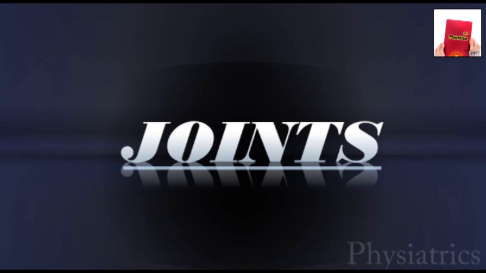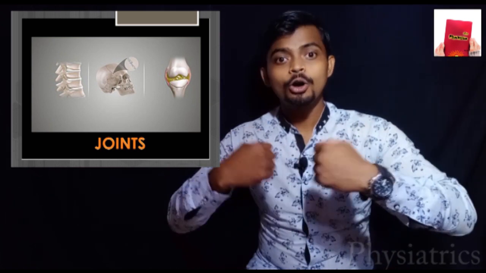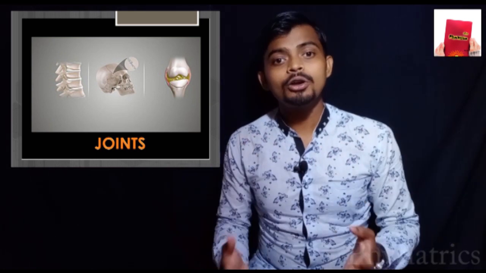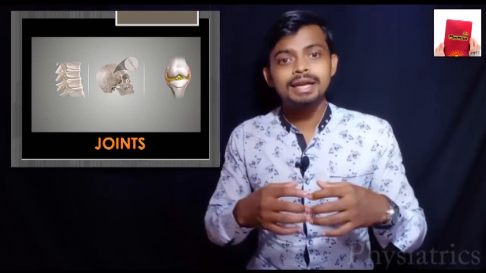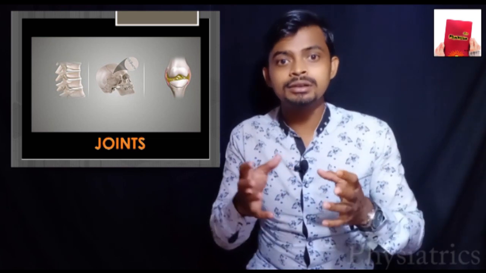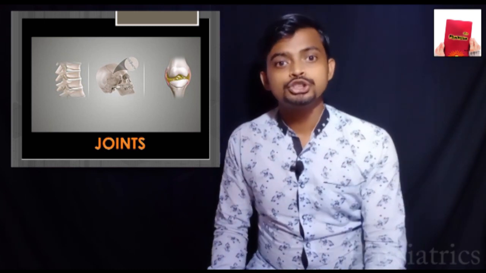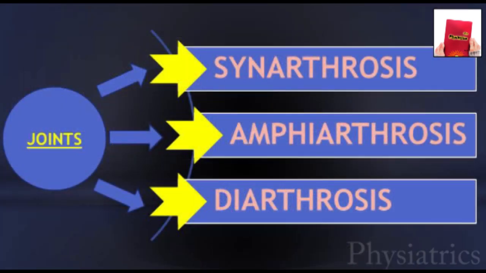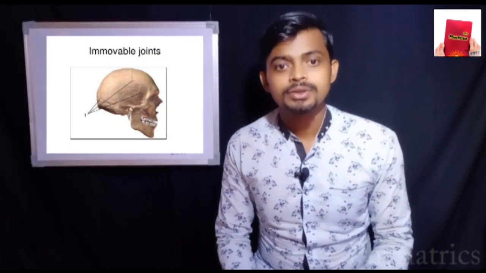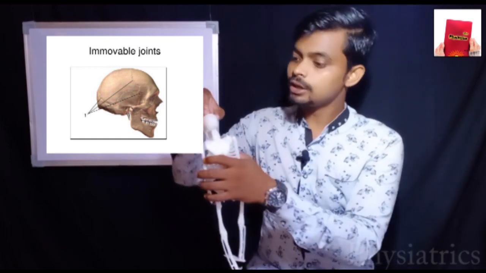The next element is a joint. A joint is nothing but a point where two bones articulate or meet each other. There are a lot of structures present at a joint, like the articular surface which prevents friction, the ligaments, and various non-articular structures that provide stability to the joint. Joints are basically of three types. First one, the synarthrosis. These are the immovable joints which are present in the skull sutures.